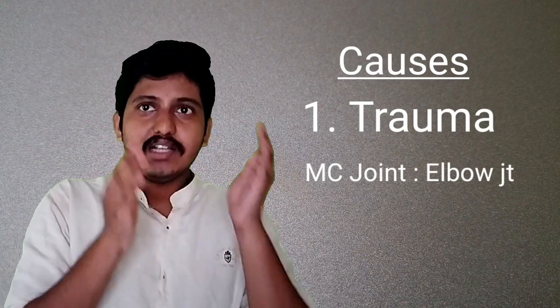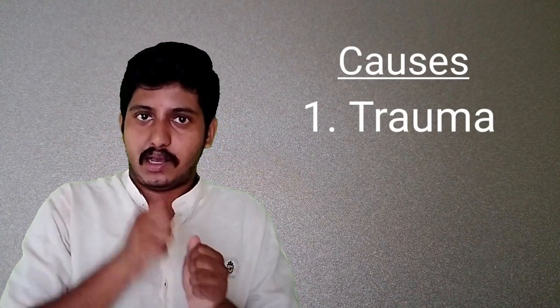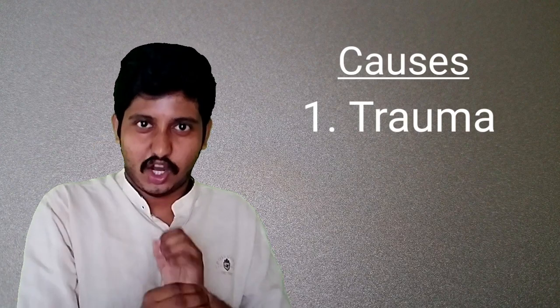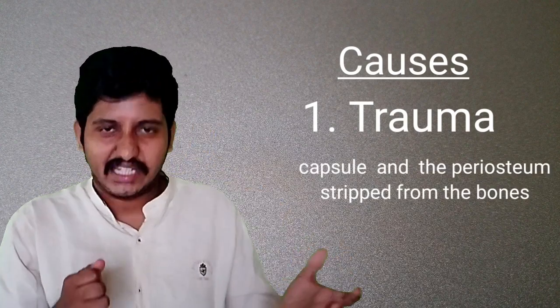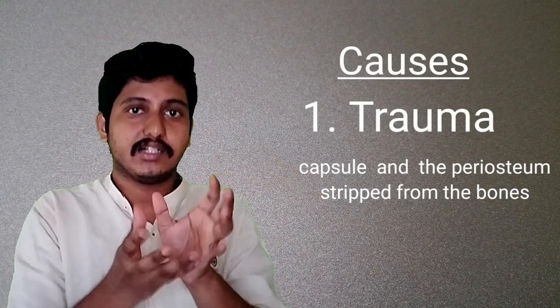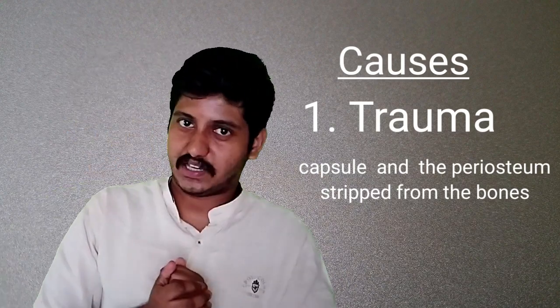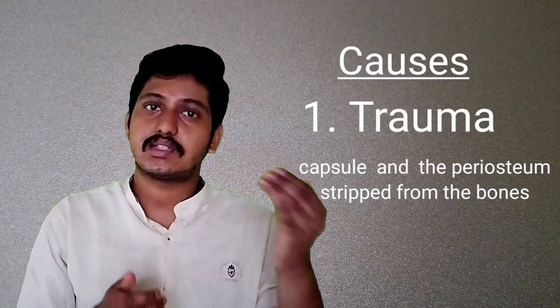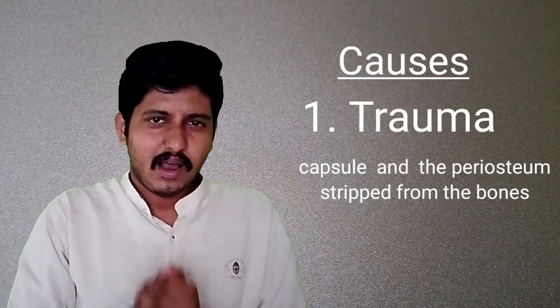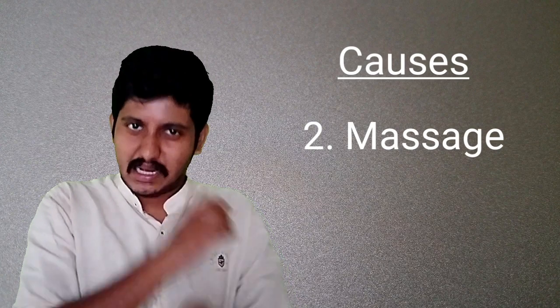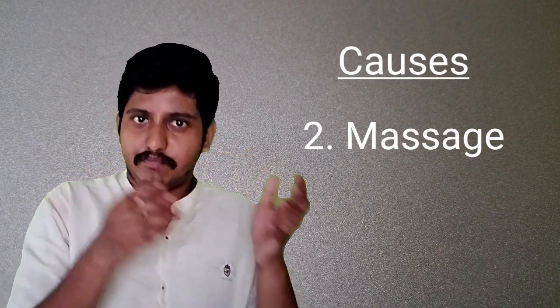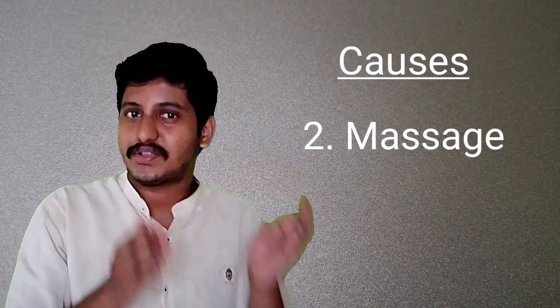So what is this trauma? What is the extent of trauma? This trauma to the joints usually results in the stripping away of the capsule or the periosteum from the bone, and this in turn causes the pathological changes towards myositis ossificans. And another important factor causing myositis ossificans is massage. Massage over the bones or over the muscles, usually following some fractures, can cause this myositis ossificans.